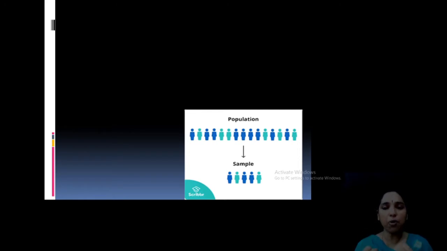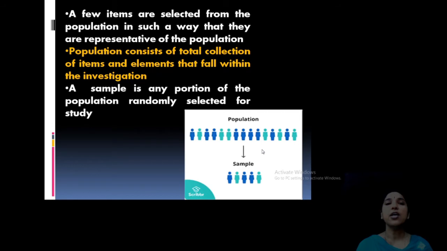From that population, we will draw a sample. From this picture, it is very clear. This is a group of individuals, and it is very difficult to study all of them. So we will take out some samples that should be representative of the entire population. Clear? A few items are selected from the population in such a way that they are representative of the population.